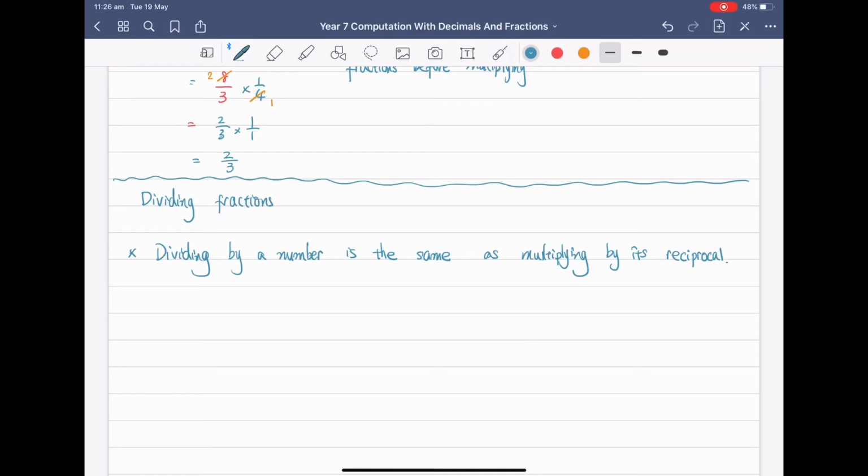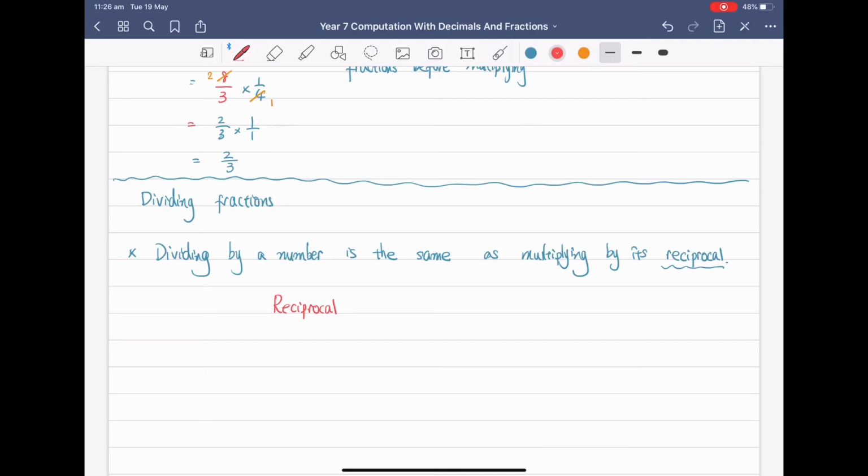Right, this is really important. And what is a reciprocal? This is the critical part. What is a reciprocal, and how do we find the reciprocal? Now, the reciprocal of a fraction is just, you basically invert a fraction. You simply swap the numerators and denominators.